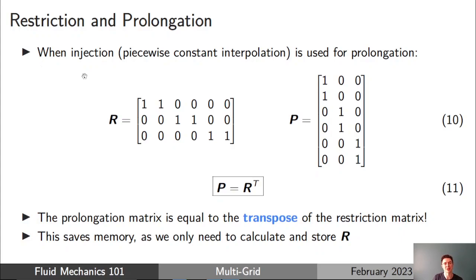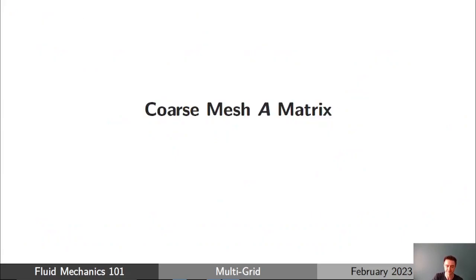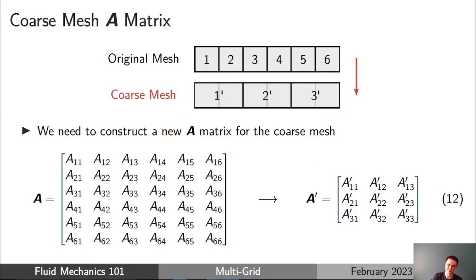But it does mean that we have to use injection, which of course isn't as accurate when we're going back up to those original meshes. So that's prolongation and restriction. Now let's look at the A matrix.